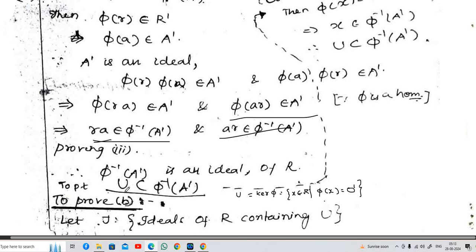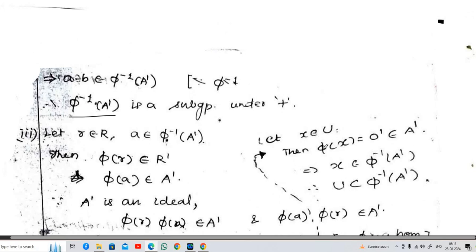Next, we prove that U is contained in phi inverse of A prime. For that, you consider an x in U, which means, because U is the kernel, phi of x is 0 prime. And A prime being an ideal, it's a subgroup, so 0 prime is in A prime. So phi of x belongs to A prime implies that x belongs to phi inverse of A prime. Therefore, U must be contained in phi inverse of A prime.